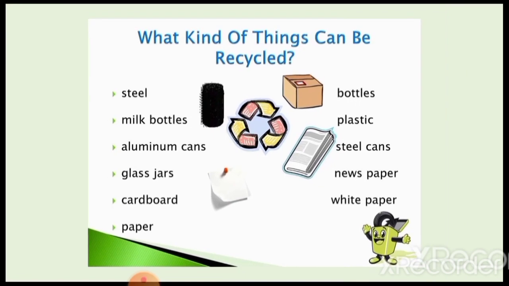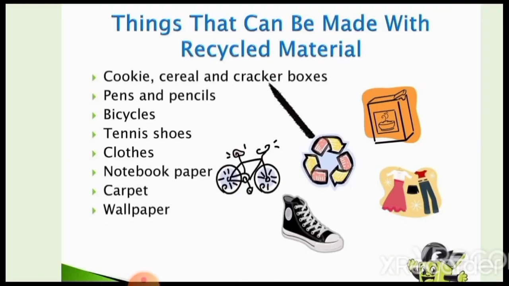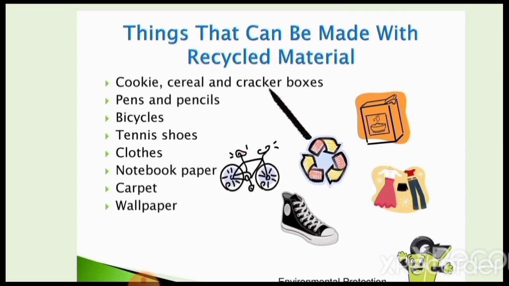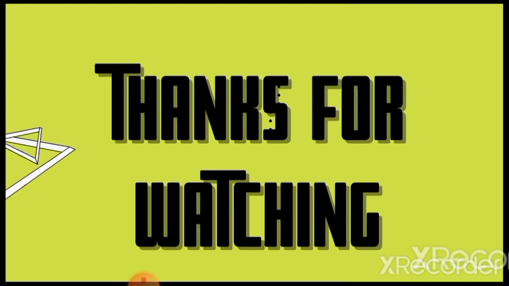So we can recycle our glass jars, cardboard paper, aluminium cans, milk bottles, plastic bottles, tea cans, and so many others. And we can use them to make our cookie boxes and even cracker boxes. We can use them to make our containers. We can use them to make bicycles. We can use them to make our clothes, notebook paper, carpet, wallpaper, and so on.